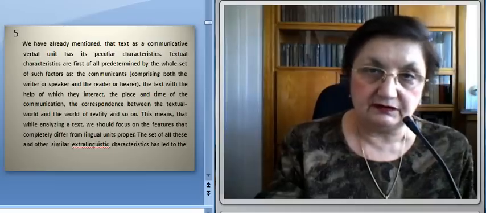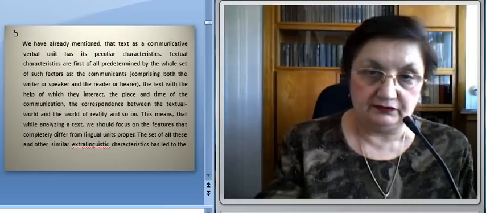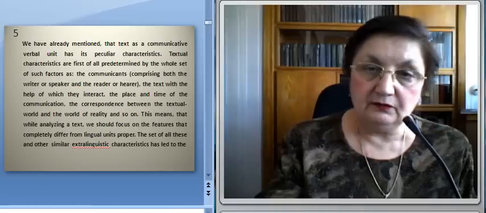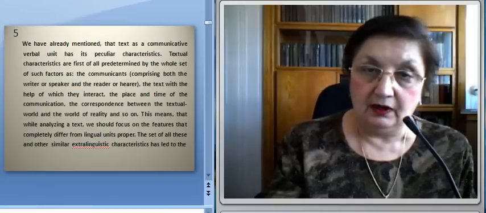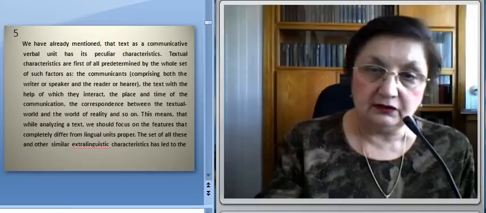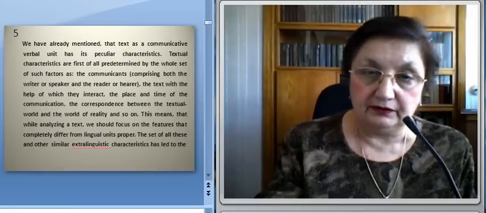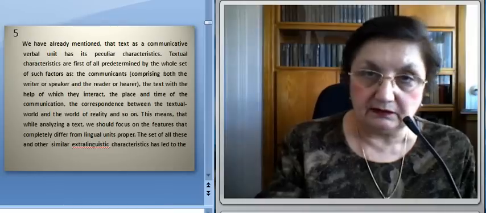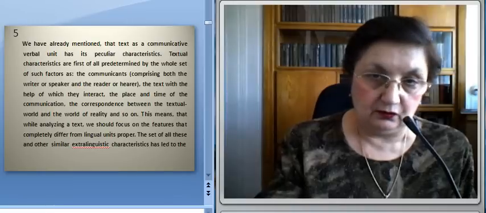Textual characteristics are first of all predetermined by the whole set of such factors as the communicants comprising both the writer or speaker and the reader or hearer, the text with the help of which they interact, the place and time of the communication, the correspondence between the textual world and the world of reality, and so on. Now, this means that while analyzing a text, we should focus on the features that completely differ from lingual units proper.